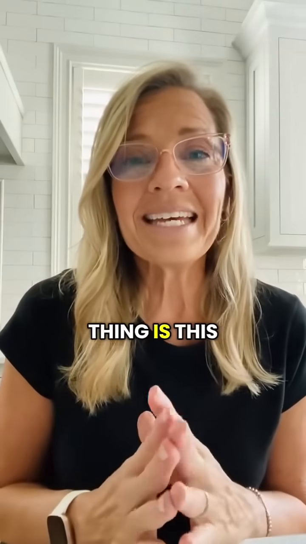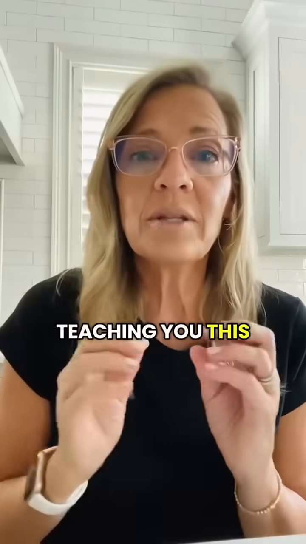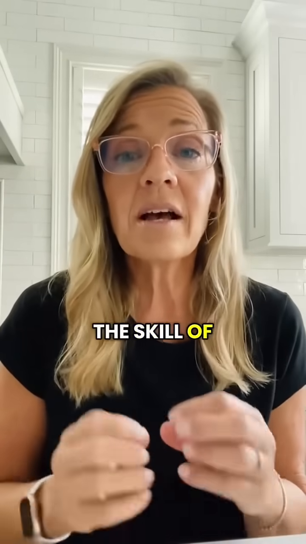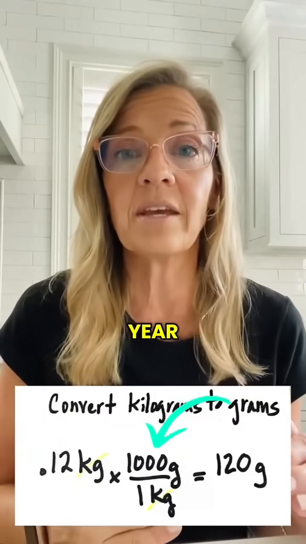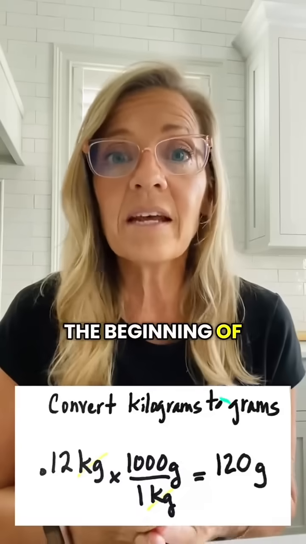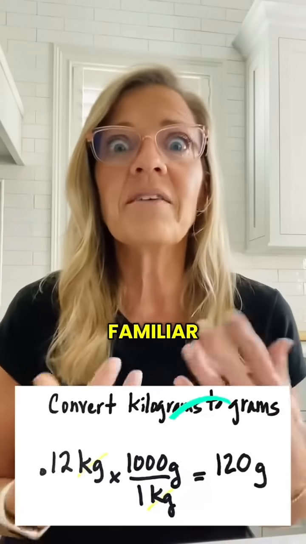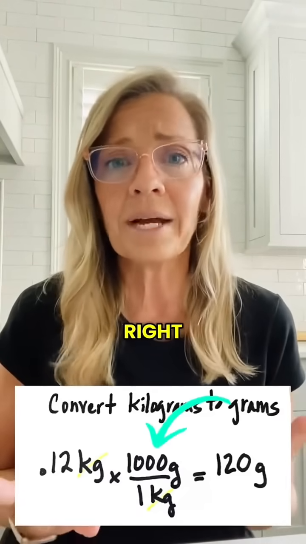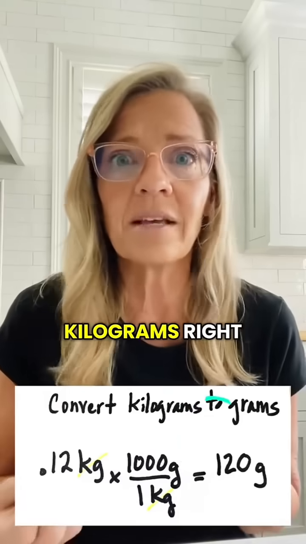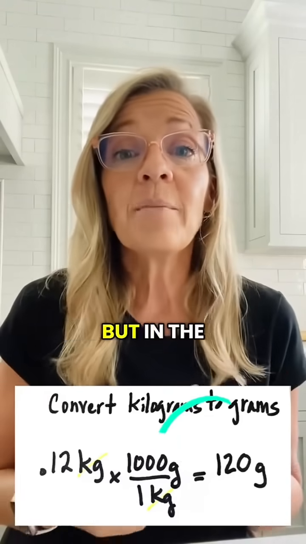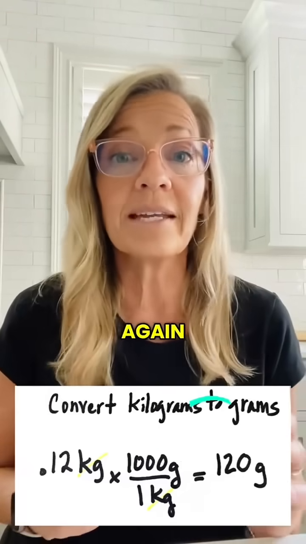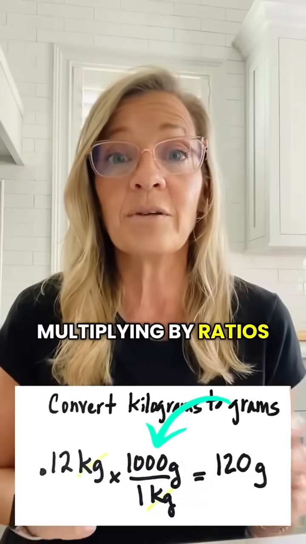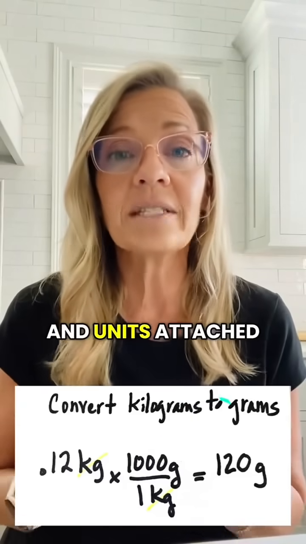So the other thing is this. Your teacher is teaching you this at the beginning of chemistry because the skill of multiplying by a ratio is something you're going to use the rest of the year. So it's introduced at the beginning of the year with something simple and familiar like metric units, right? I know you know how to convert grams and kilograms, right? It's really simple. But in the future, in the rest of chemistry, you're going to be doing this over and over and over again, multiplying by ratios that have numbers and units attached to them.